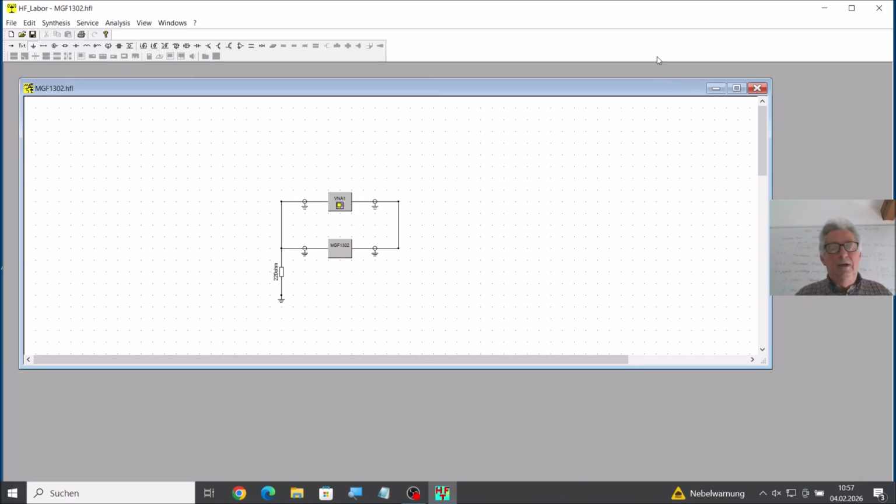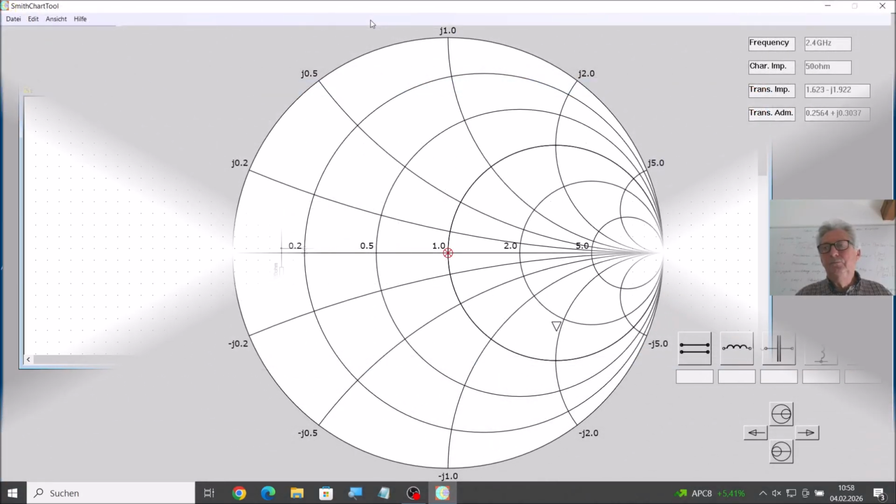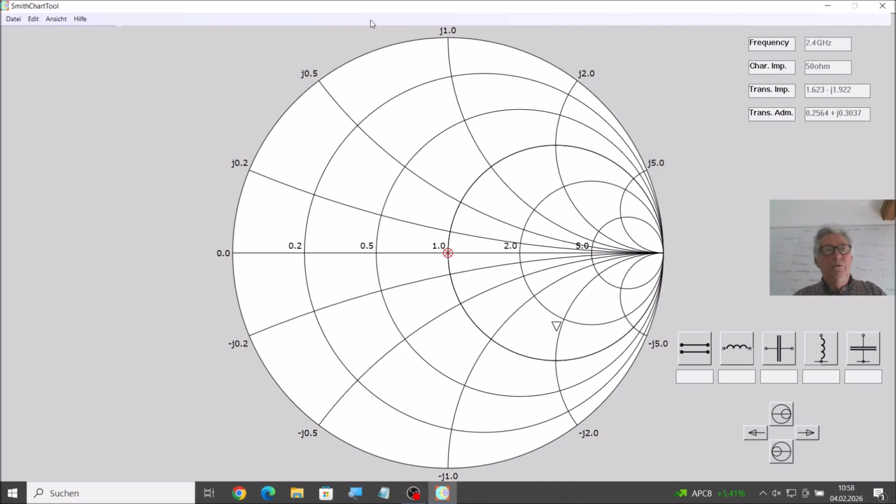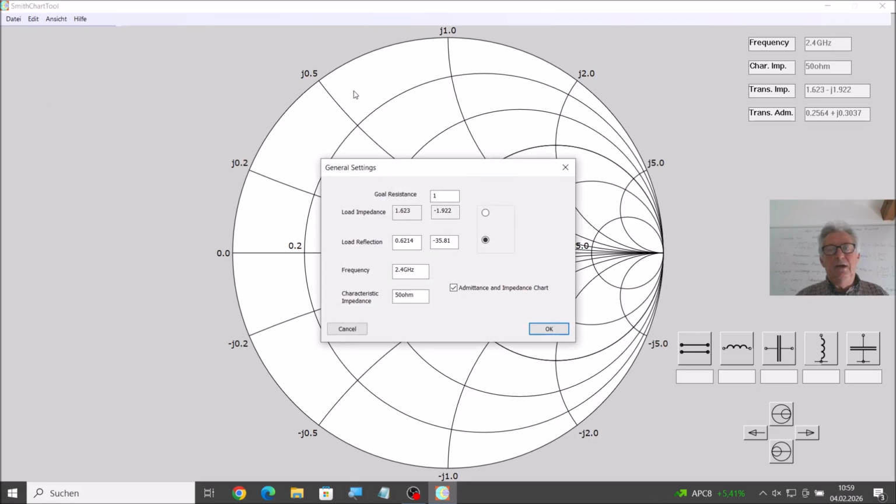And in the next step we will use our simulation tool or our Smith chart tool to perform the matching at the output. To perform the matching at the output, we use now our Smith chart tool, and we have as a point to match, for matching, this point at 1. This means we have a 50 ohm impedance at this point.